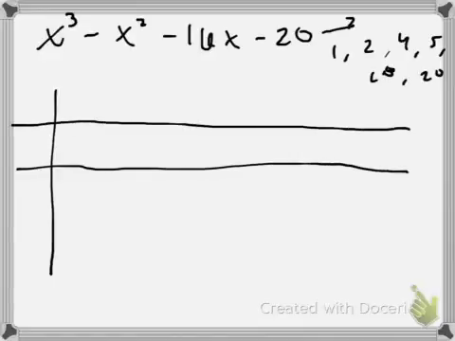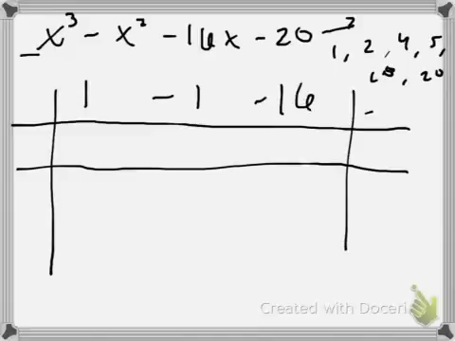it's a good one to start with. So you bring down the coefficients. So it would be positive 1, negative, here, let me do that. Positive 1, negative 1, negative 16, and negative 20. So once you do that, and I'll put the 5 over here.